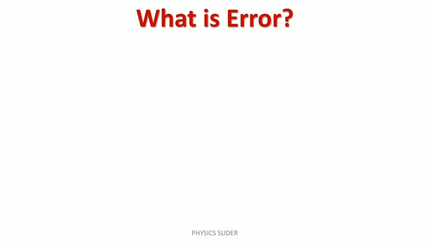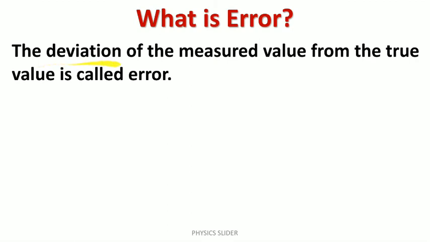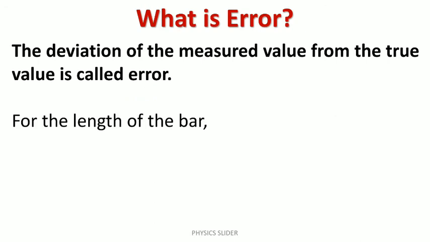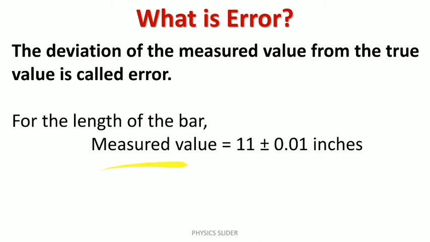So we can say that the deviation of the measured value from the true value is called error. Now for the length of this wooden bar, the measured value is 11 plus 0.01 or 11 minus 0.01 inches. So we are combinedly writing it like 11 plus minus 0.01 inches.